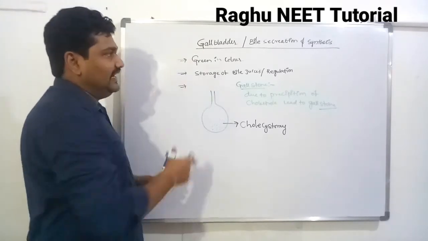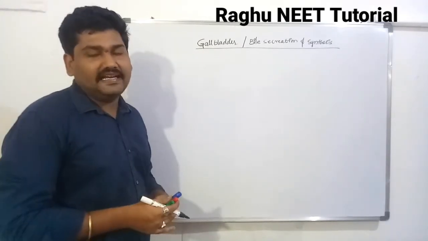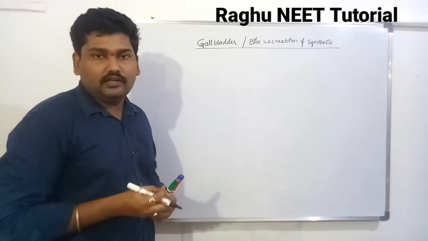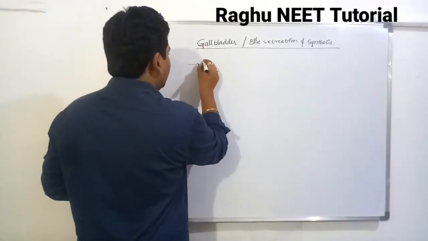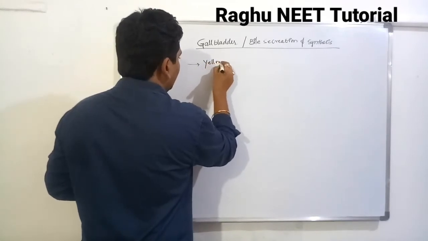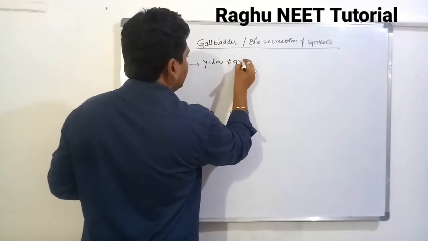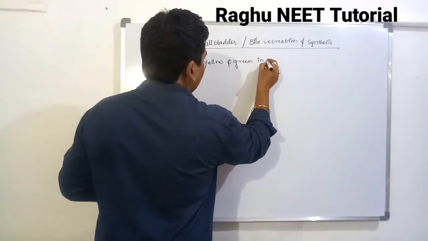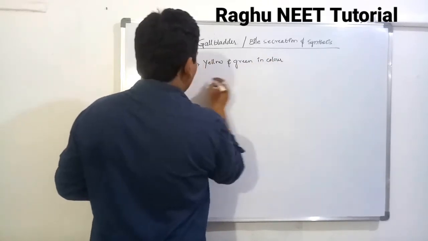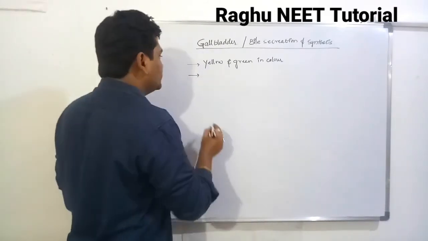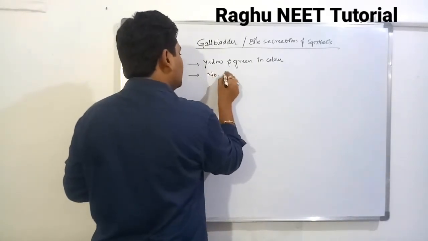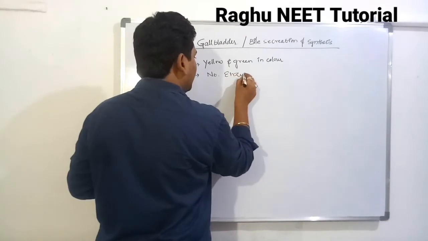Next, bile secretion and bile. Bile is a fluid. It looks yellow and green in color. In the bile juice there are no enzymes. It is completely absent of enzymes. Very important from the examination point of view.